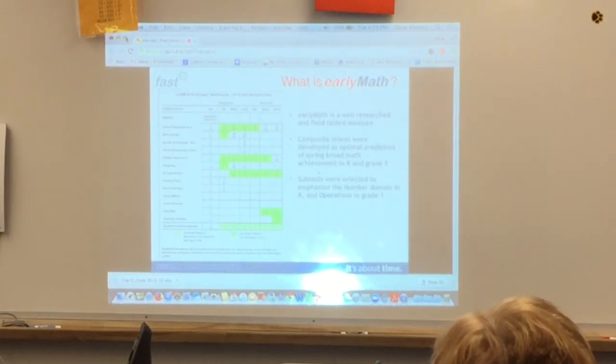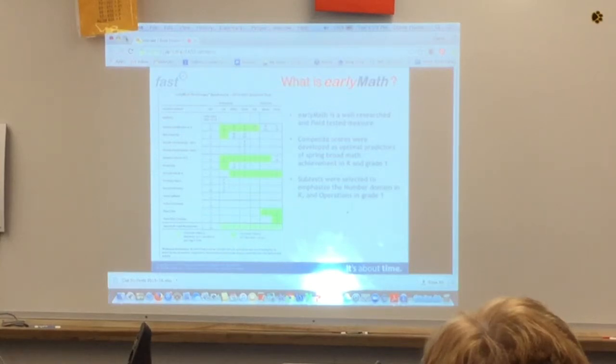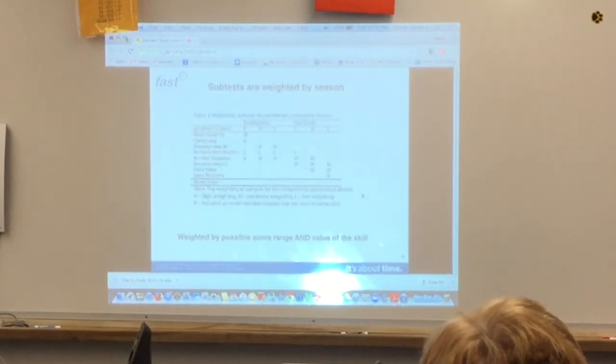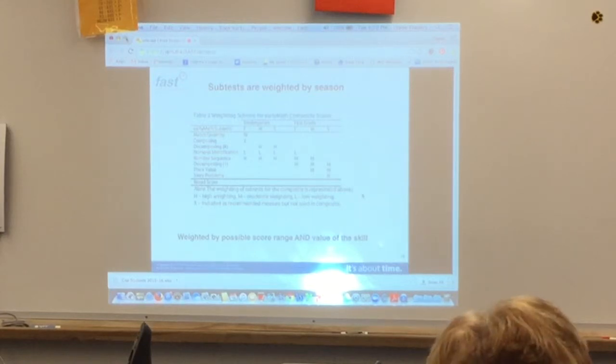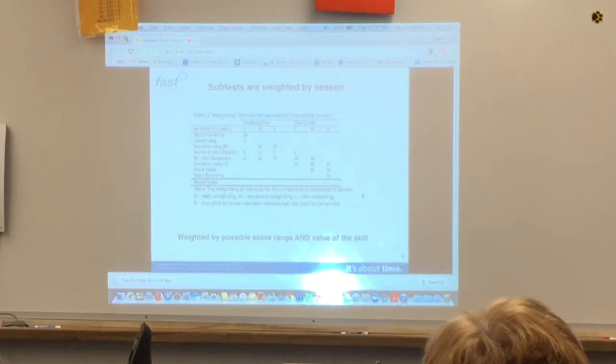Okay, so I'm showing you this, which I'm sure you've seen before, but the main thing I want you to get on this slide is that the number domain is what's emphasized in kindergarten, and operations are what is emphasized in grade 1 with early math. Now, the subtests within early math and also early reading are weighted by season. And I can show you where, if you want to read more about this, you can get the information.